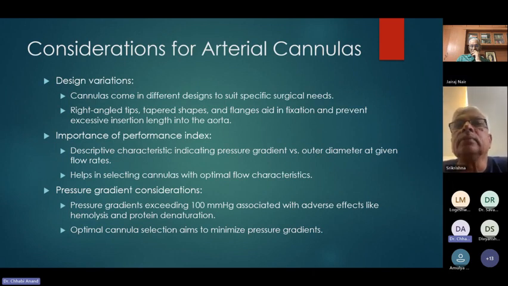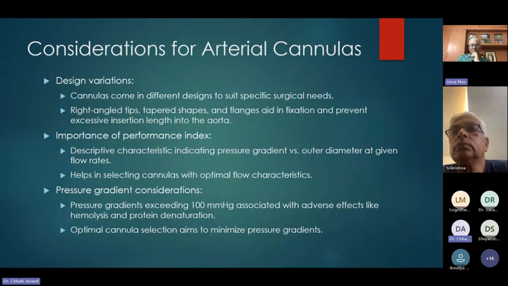Considerations for arterial cannulas. Design variations. Cannulas come in different designs to suit specific surgical needs. Right angle tips, tapered shapes, and flanges aid in fixation and prevent excessive insertion length into the aorta. Importance of performance index. Descriptive characteristics indicating pressure gradient versus outer diameter at given flow rates. They help in selecting cannulas with optimal flow characteristics.